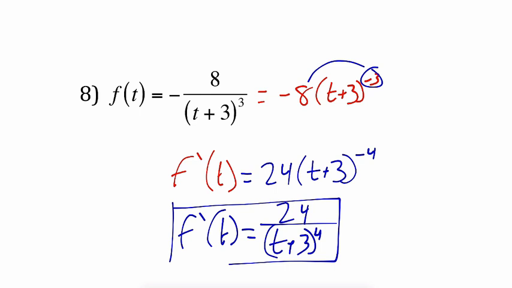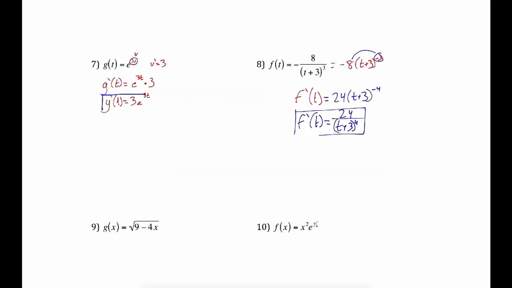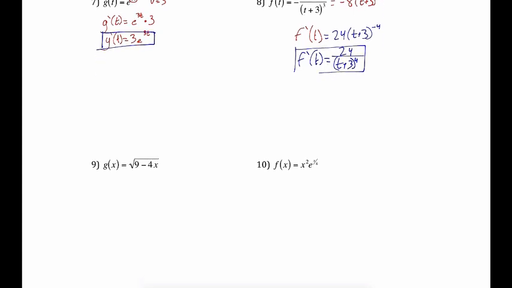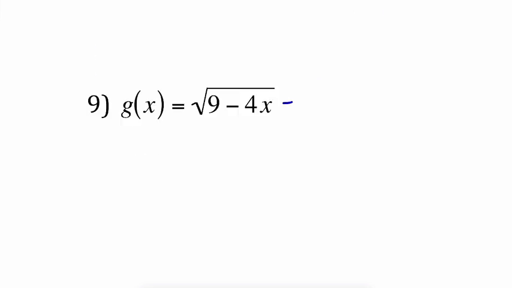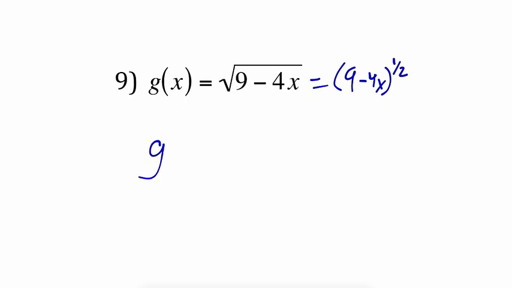Number 9. It just bugs me that I didn't put a box around number 7. My apologies. Number 9, we have the square root of 9 minus 4x. Again, it might be helpful to write it as 9 minus 4x raised to the 1/2 power. So let's do the derivative of the outside portion. So taking that 1/2 exponent, let me switch colors a second.